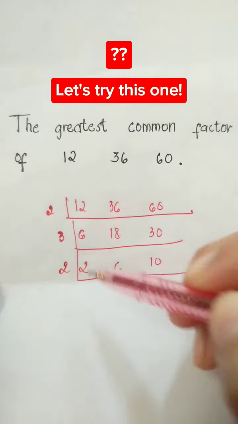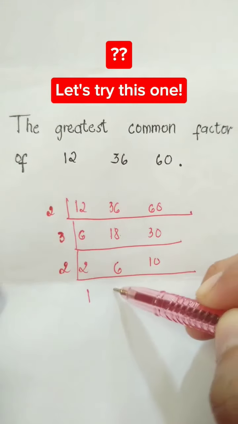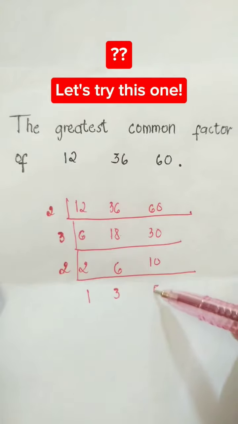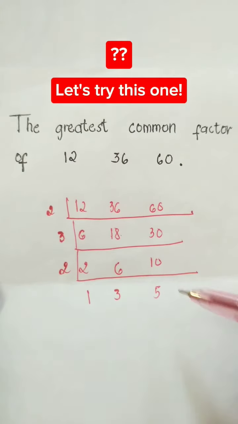Okay, obviously it's 2. 2 divided by 2 is 1, 6 divided by 2 is 3, then 10 divided by 2 is 5. Now, we have 1, 3, and 5, so I think we should end it here.